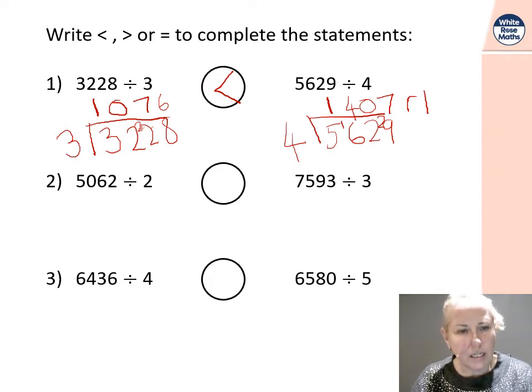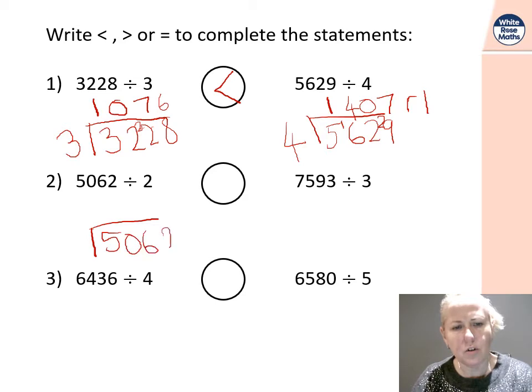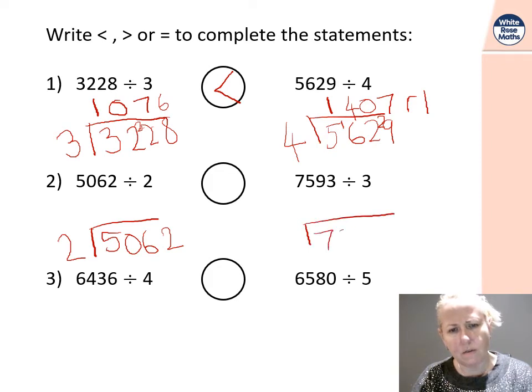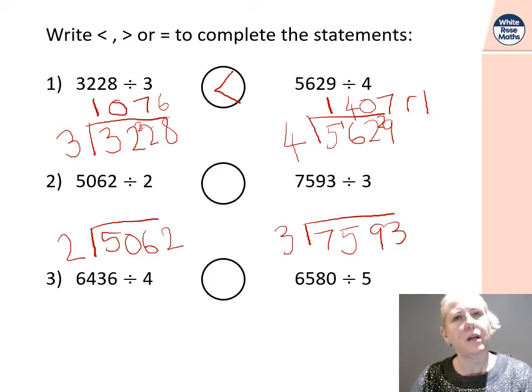So let's have a look at the next one here. We've got 5,062, and I'm dividing by 2. And on this side, I'm going to have 7,593, and I'm going to be dividing by 3. Maybe have a little think. What do you think? Which one do you think is going to have the greater answer? So let's start on this side.